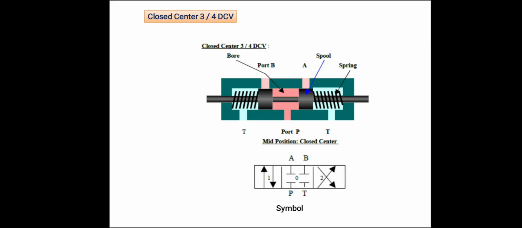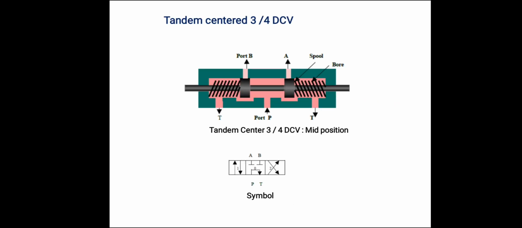So with this type of center in DCVs, when the valve actuates to switching position 1 or 2, two things may happen. If the pressure port P to the working port A or B opens first, pressure in the system rises, which is not desirable, and if the tank port opens first, pressure drops. So closed center versions are used only when multiple circuits or functions must be accomplished in the system from one power source. So the next type is tandem centered 3x4 DCVs.